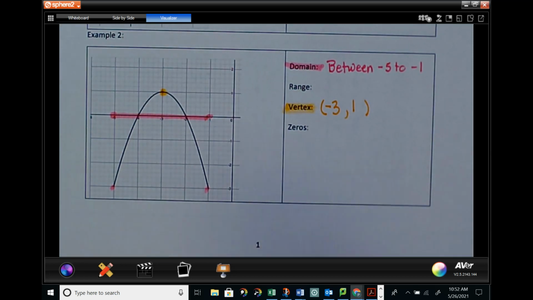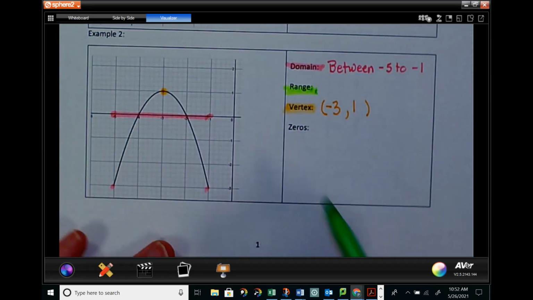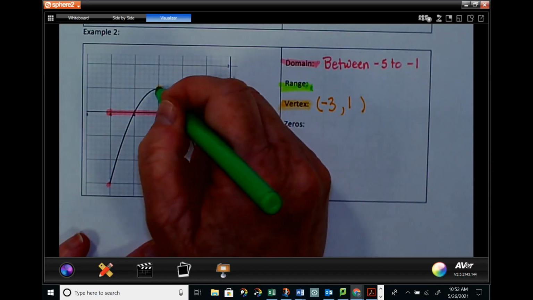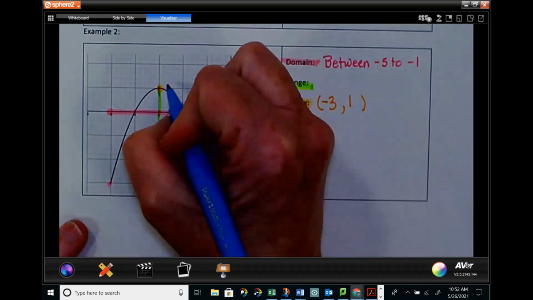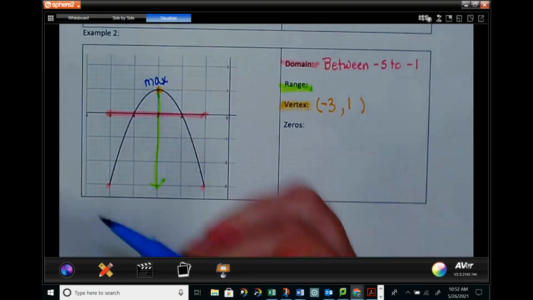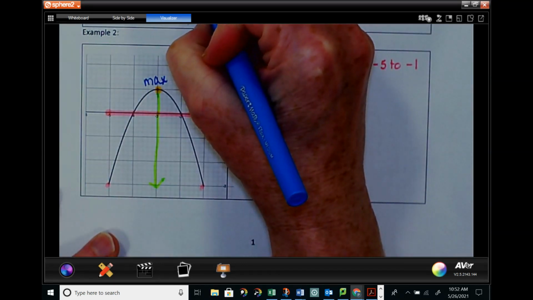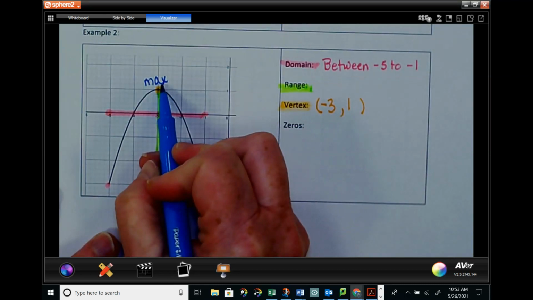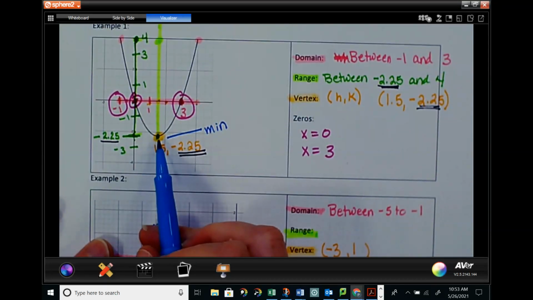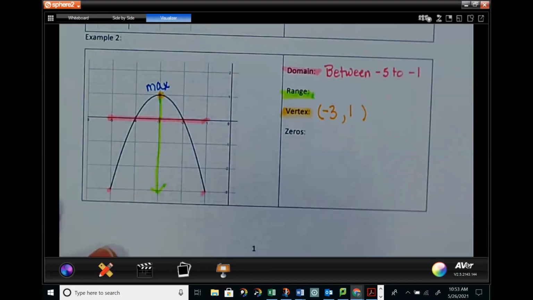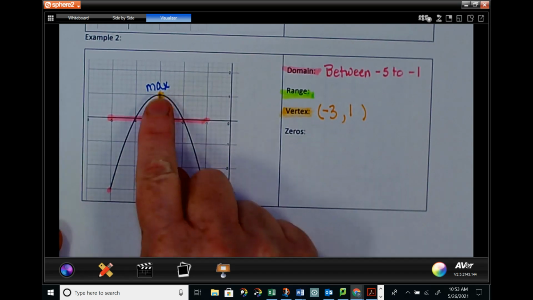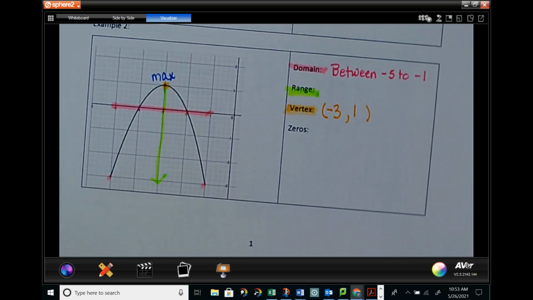And then my range. This time my range goes down, because this time my vertex point is my maximum point. This point right here was my minimum point, up here, because it was a happy graph. But this is a sad graph, so I'm going to have that maximum point. It was like yesterday when you had to find that maximum profit or that maximum revenue. You were looking at that vertex point. That gave it to you.